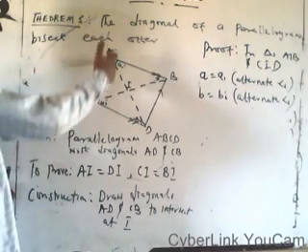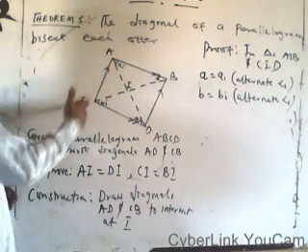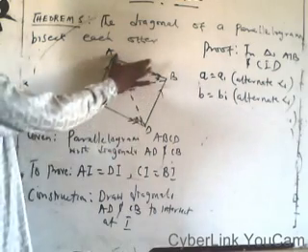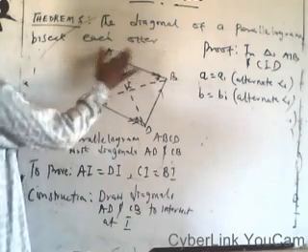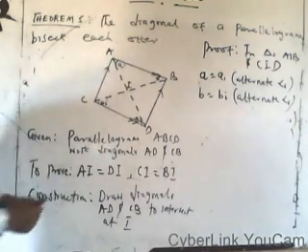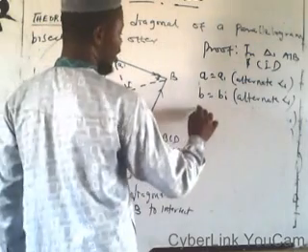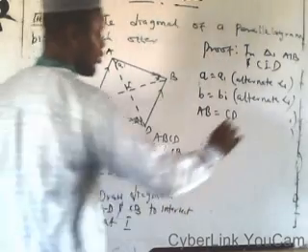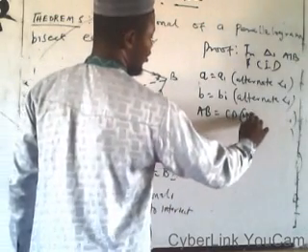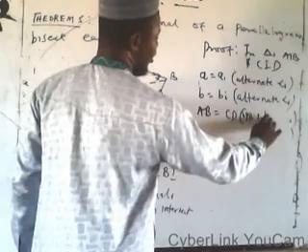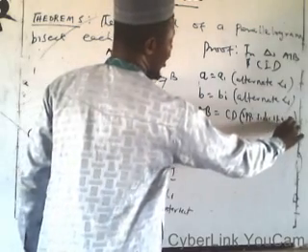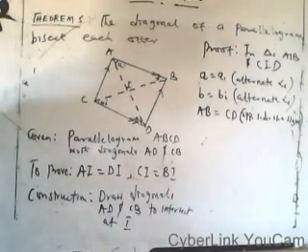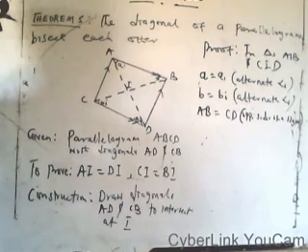From that, we now notice that this side CD is parallel to this side AB. So from that, we notice that AB is equal to CD. That is opposite sides of a parallelogram.